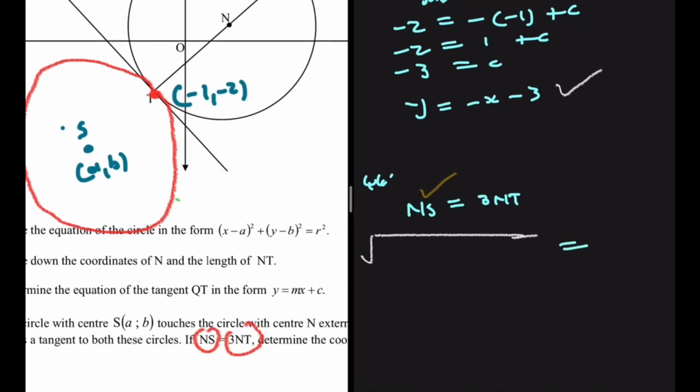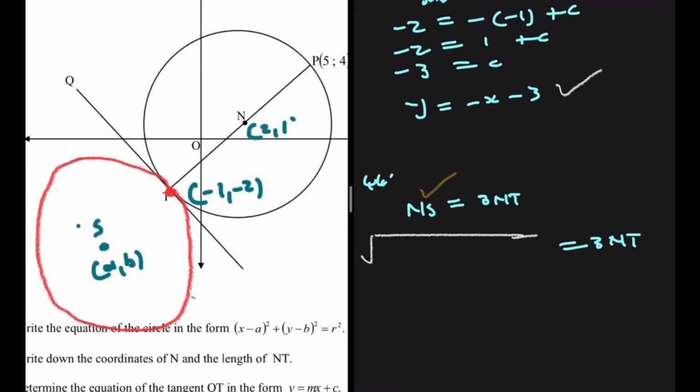So this is equals to 3NT. We have 2 and 1 as the coordinates of N. If we take S as our second point, we're going to have y2 being equals to b minus y1, which is equals to 1, the y value of N, and then plus x2, which is equals to a, minus x1, which is equals to 2, the x value of N.